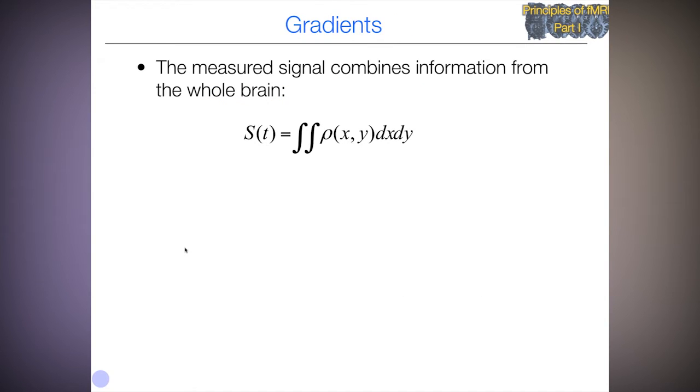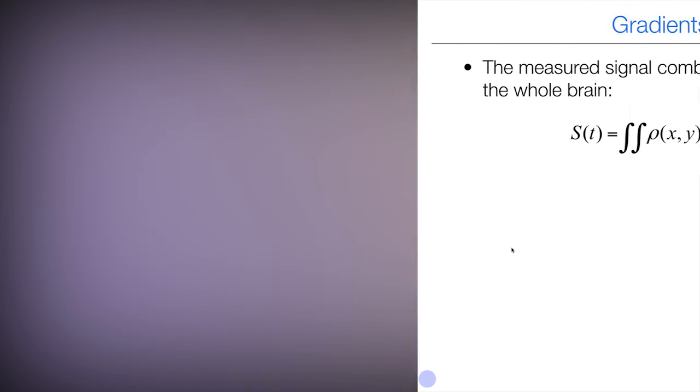So what we want is a measurement over each of these voxels. But alas, the measured signal that we have combines information from the whole brain. So basically, the signal that we're measuring is the combination of all the hydrogen atoms over the whole slice. So we get a measure of the total number of hydrogen atoms. Unfortunately, this doesn't give us the information we need to figure out how many hydrogen atoms are in each of the individual voxels. So we need to make more measurements to get this information. And also, we need to make different types of measurements.